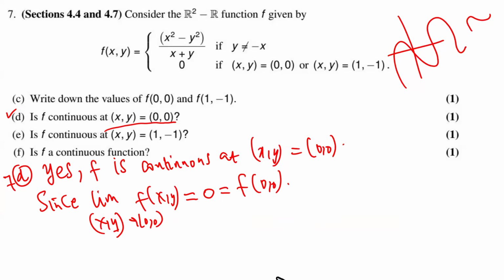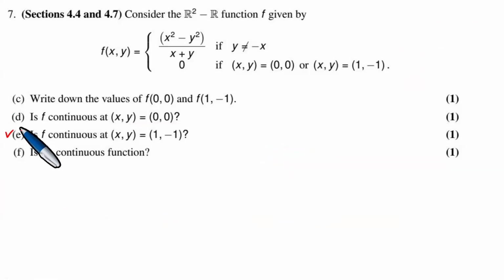Okay, that was part D. Let's look at part E right now. Part E: is f continuous at a different point? They're asking about the 0, 0, but let's look at the next one. At 1, minus 1, is it continuous there?